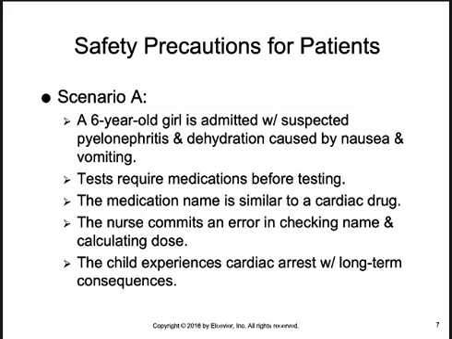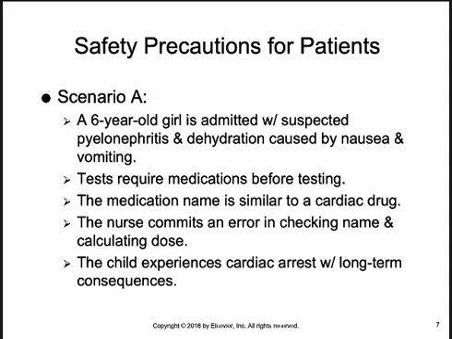Examples, right? Scenario A: a 6-year-old is admitted with suspected pyelonephritis and dehydration caused by nausea and vomiting. Tests require meds before testing. The medication name is similar to a cardiac drug. The nurse commits an error in checking the name and calculating the dose. The child experienced cardiac arrest with long-term consequences. So how could this have been avoided? Okay, and the answer is very simple. All right, 2 sets of eyes on every computation, including identifying the drug and also computing the proper dose, and comparing that to what the doctor's orders are. In addition, all right, proper education of staff in order to avoid those kinds of problems.